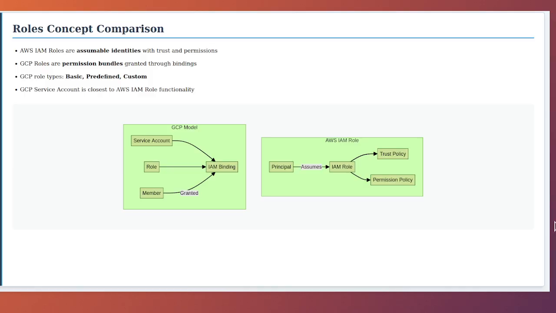Google Cloud Platform has 3 types of roles. Basic roles are the original broad roles with names like owner, editor, and viewer.